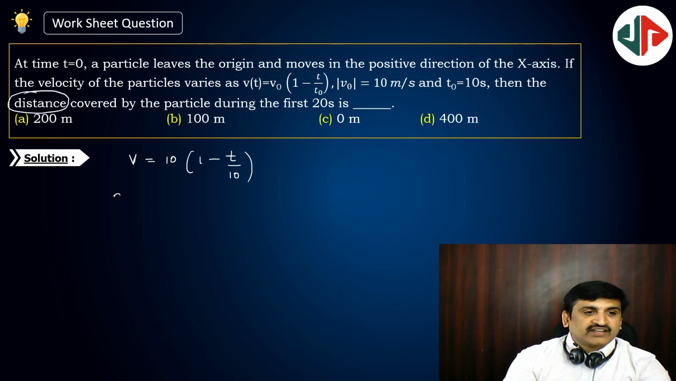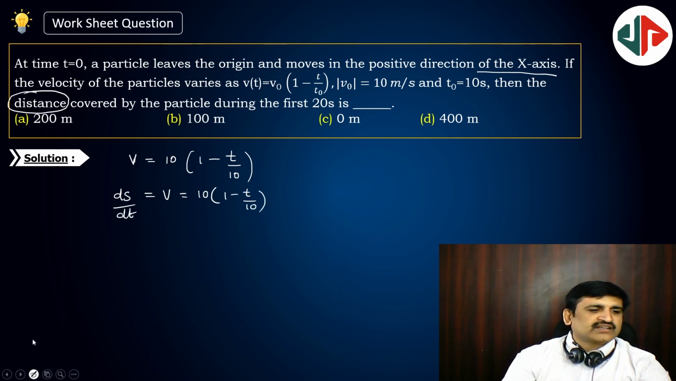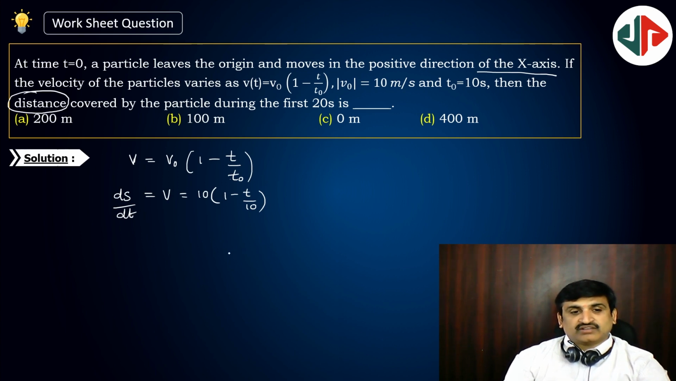This is moving along a straight line, so I can write ds is equal to v dt. Okay, ds by dt is equal to v, like that I can write, so that you will be comfortable. ds by dt is equal to v, that is equal to 10 into 1 minus t by 10. I will do one thing for you: here I will put v naught only, and here I will put t naught only, v naught and t naught. Then you can understand.